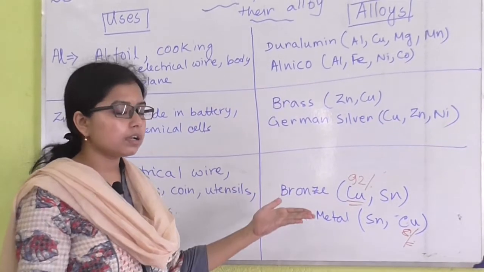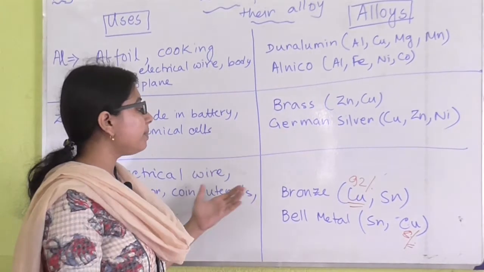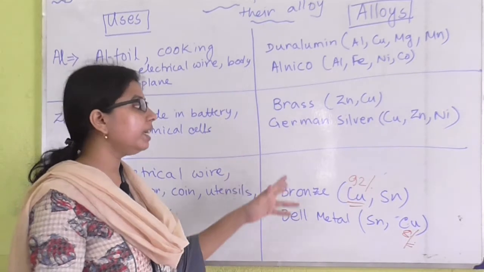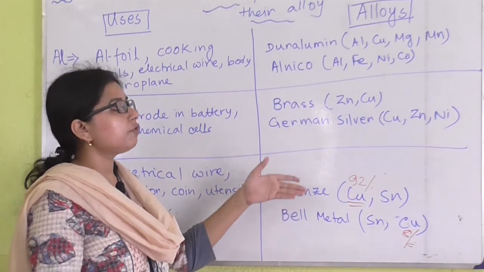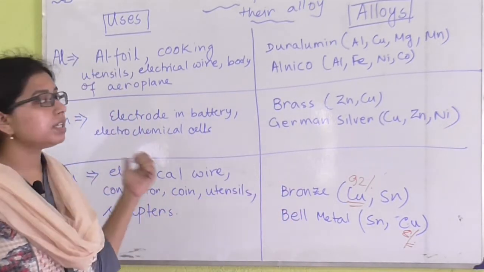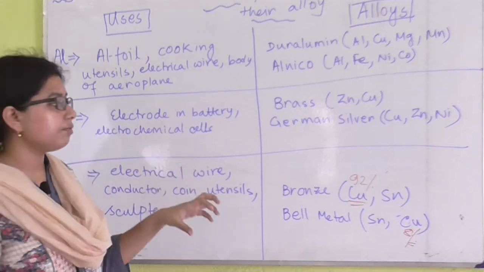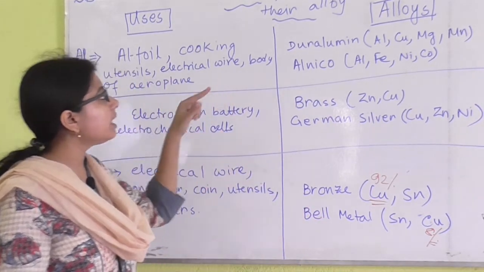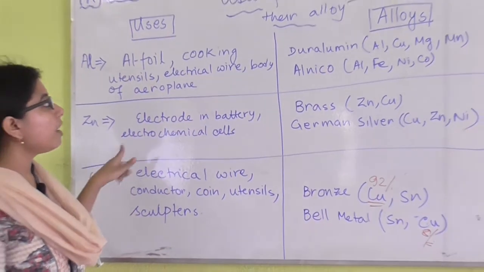Bronze is an alloy of copper and bell metal is another alloy of copper. Okay, you can write any one from these two. If the question is to give a name of an alloy of copper, okay, you can write bronze or you can write bell metal. So these are the alloys of these 3 metals.